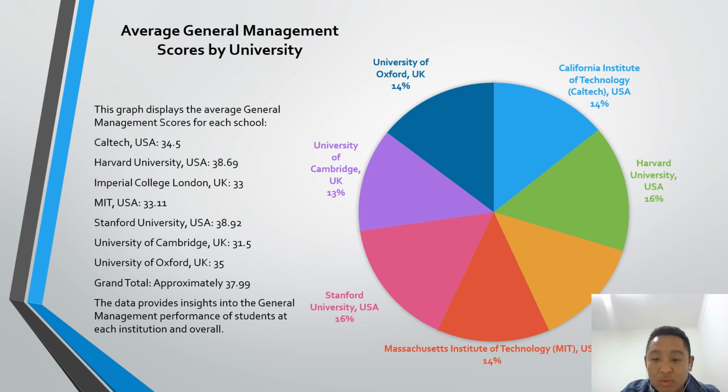So if we calculate the average of each institute of university, California Institute of Technology has scored 14%. Harvard University has scored 16%. Massachusetts Institute of Technology has scored 14%. Stanford University has scored 16%. University of Cambridge has scored 13%. University of Oxford has scored 40%. So the data provides insight into the general management performance of students at each institute and overall.